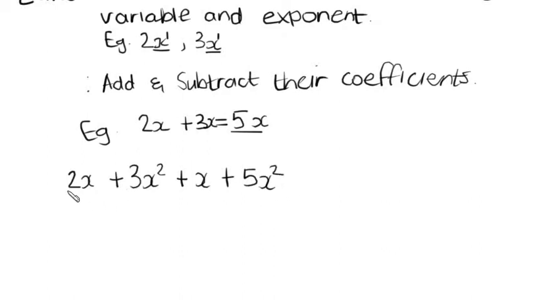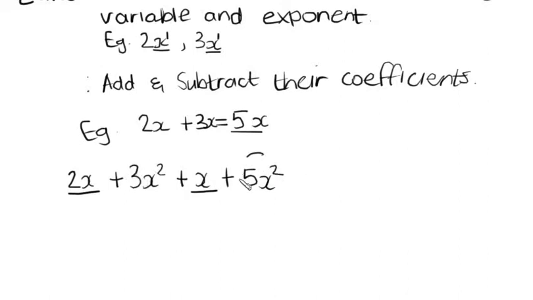Let's look at this. Over here, my variable is x, my exponent is 1. If I look at my second term, my variable is x, but my exponent is 2. So therefore these two terms cannot be like terms. Let's move on to the next term. Here my variable is x, my exponent is 1, therefore it is alike with 2x. Right, moving on. Over here I have 5x to the power of 2. My variable is x, my exponent is 2, therefore making these two terms like terms.